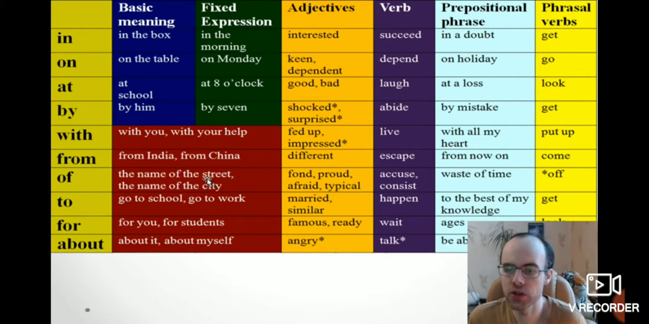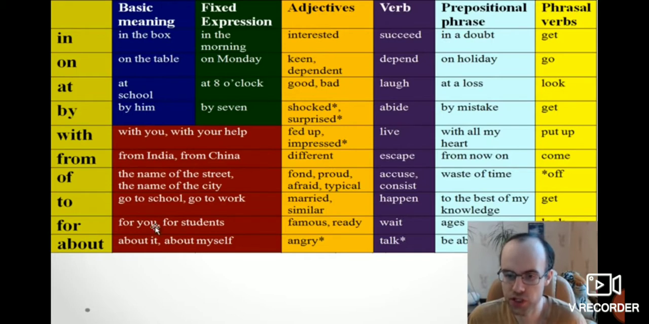So we usually use it between two nouns. Name is a noun and street is a noun. Name is a noun and city is a noun. To. It's a preposition of movement. Remember these phrases. So we say go to school, go to work.